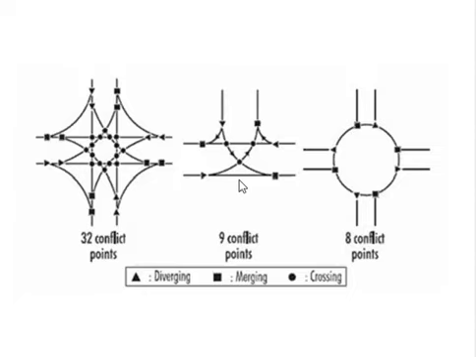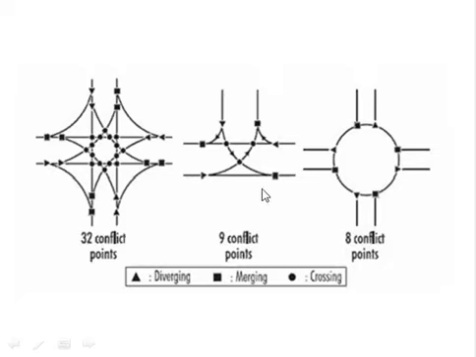I was talking about conflict points. This is the diagram of conflict points at a four-legged intersection. You can see at a four-legged intersection, there are a total of 32 conflict points, which includes diverging, merging as well as crossing traffic. There is a possibility at 32 points on which an accident can take place.